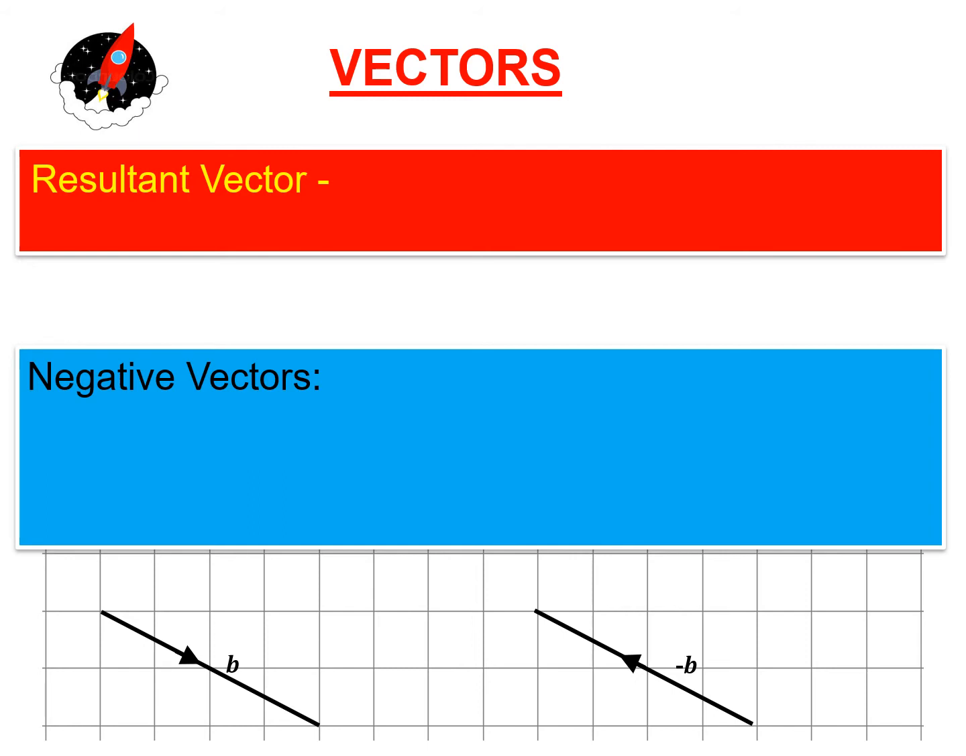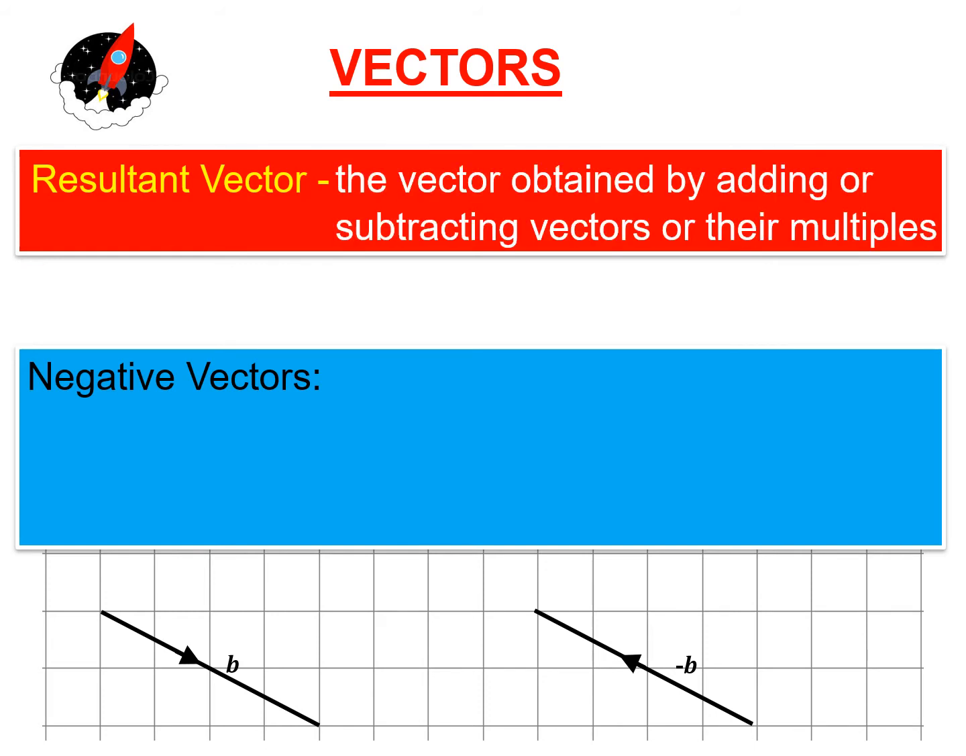So just a couple of things we need to remember from previous vector lessons. That a resultant vector is the vector you get when you add or subtract vectors or their multiples. For example, we said a vector A plus a vector B, or you could have vector B subtract vector A, or something like 2A add 3B. And that's the type of vectors we're going to look at today.